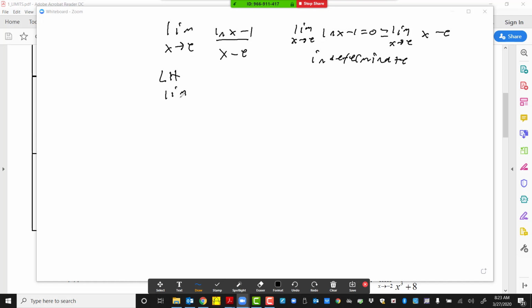L'Hopital's rule, limit as x approaches e. Now when we do L'Hopital's rule, we do the derivative of the top over the derivative of the bottom. Alright, so what's the derivative of the top? Well, derivative of natural log of x is 1 over x. Derivative of 1 is 0. Alright, over derivative of the bottom. Derivative of x is 1. Derivative of e is 0, because e is a constant. So this gives us the limit as x approaches e of 1 over x. And then we can just plug in e and get 1 over e.